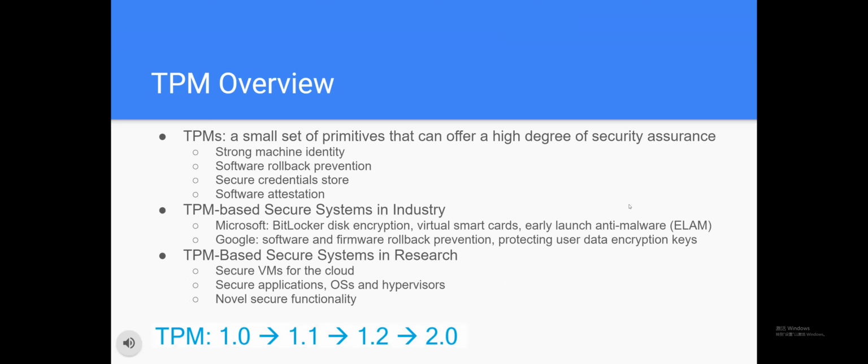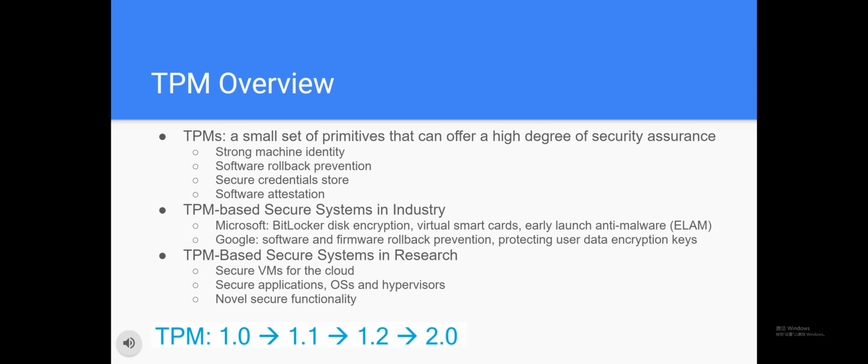Let's have an overview of Trusted Platform Module. TPMs provide a small set of primitives that can offer a high degree of security assurance. It offers strong machine identity. It can prevent malicious software rollbacks, protect data encryption keys, and attest the mode of a device. TPM-based secure systems are very commonly used in industry. For example, in Microsoft, modern versions of the Windows OS use TPMs to offer features such as BitLocker disk encryption, virtual smart cards, early launch anti-malware, and key and device health attestation.